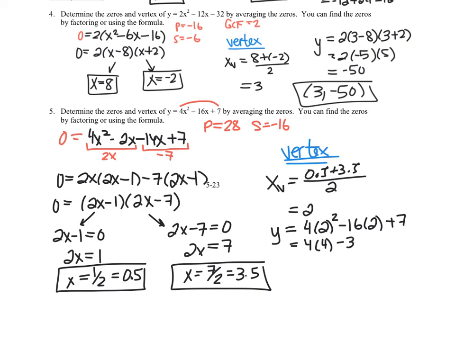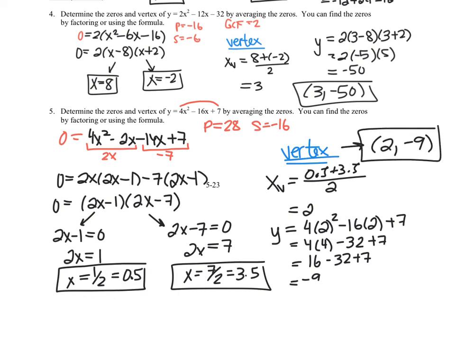-16 times 2 is -32, and then the plus 7. 4 times 4 is 16. And then minus 32 plus 7. Go to my calculator to simplify this. 16 minus 32 plus 7, and I get -9. So that my vertex is (2, -9). And that's it.